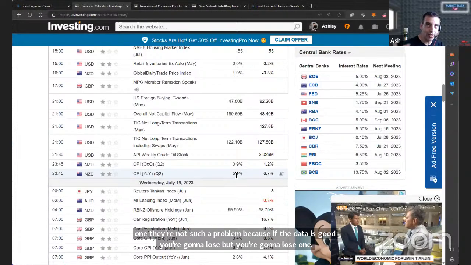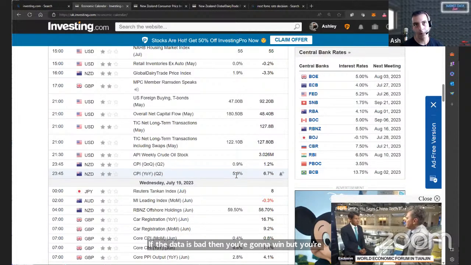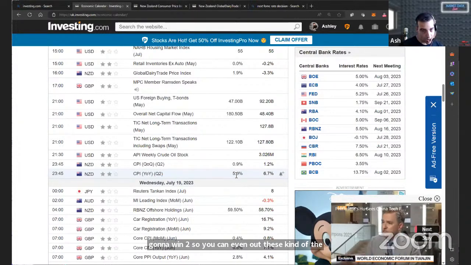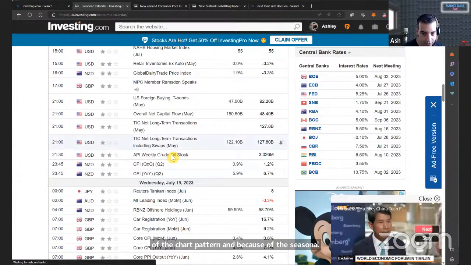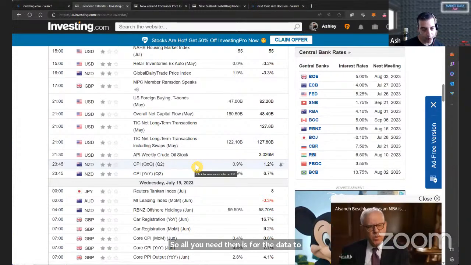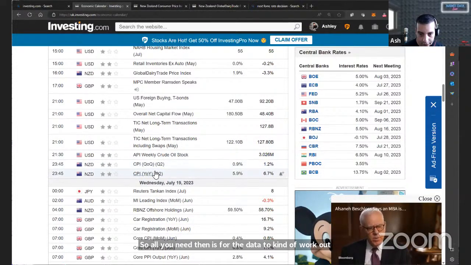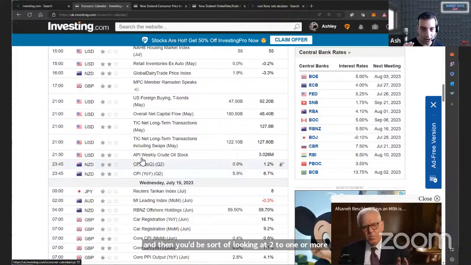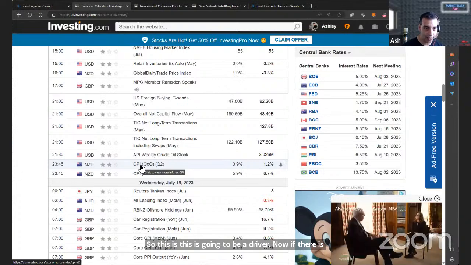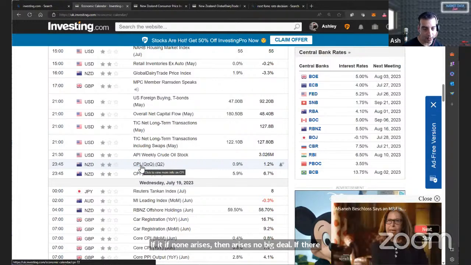So you can even out the probability of you picking the data correctly because of the chart pattern and because of the seasonal pattern. That's in your favor. So all you need then is for the data to work out, and then you'd be looking at 2-to-1 or more. So this is going to be a driver. Now, if there is no setup before the data, you wait for the setup. If none arises, no big deal. If there is a setup before the data, I personally take the setup, because then the data can really help out and juice it up.